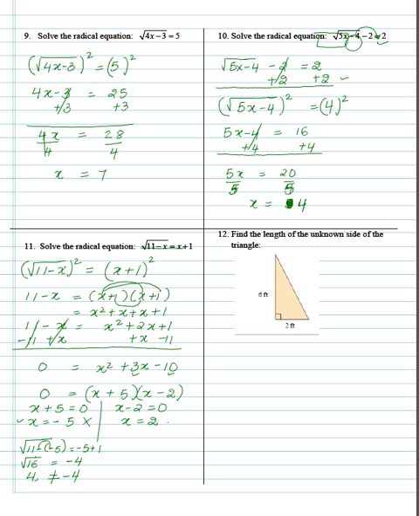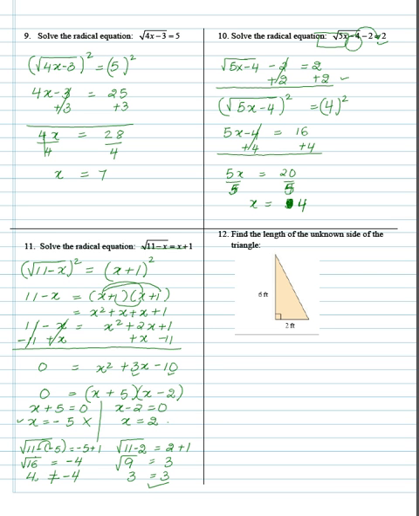I'm going to go ahead and plug 2 in here. What do I get? Square root of 11 minus 2 is equal to 2 plus 1. 11 minus 2 is 9. Square root of 9 is 3, and 3 is equal to 3. Alright, you always have to check which one is your answer.